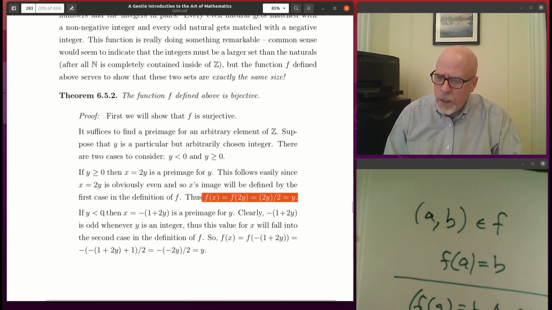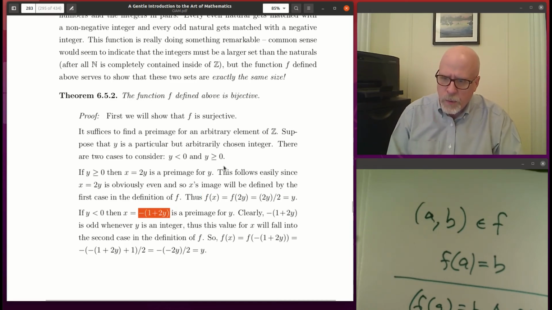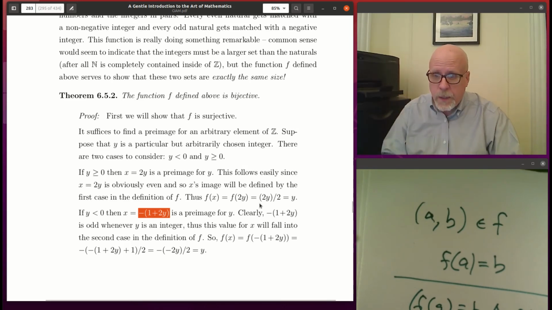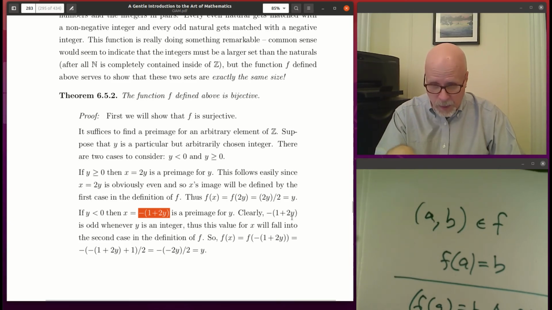All right, well, what if y is less than 0? It takes a little bit of fiddling with it to figure this out, but that is the number you should use to be a preimage for y in that case. First of all, even though there's a minus sign on there, as far as evenness and oddness are concerned, isn't this clearly an odd number?